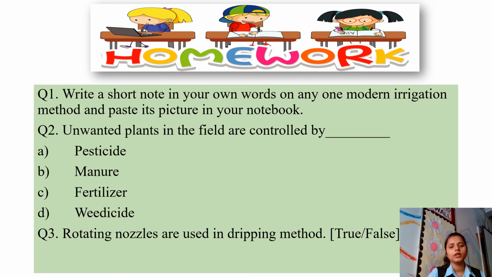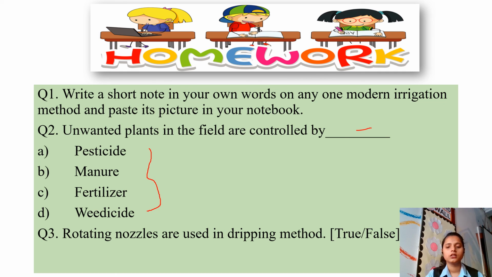Now let's move further. Students, here comes your homework part. I have three questions for your homework. Question one is, write a short note in your own words on any one modern irrigation method and paste its picture in a notebook. The second question is, unwanted plants in the field are controlled by. The options are pesticide, manure, fertilizer, and weeds. You need to write the correct answer and fill in this blank.